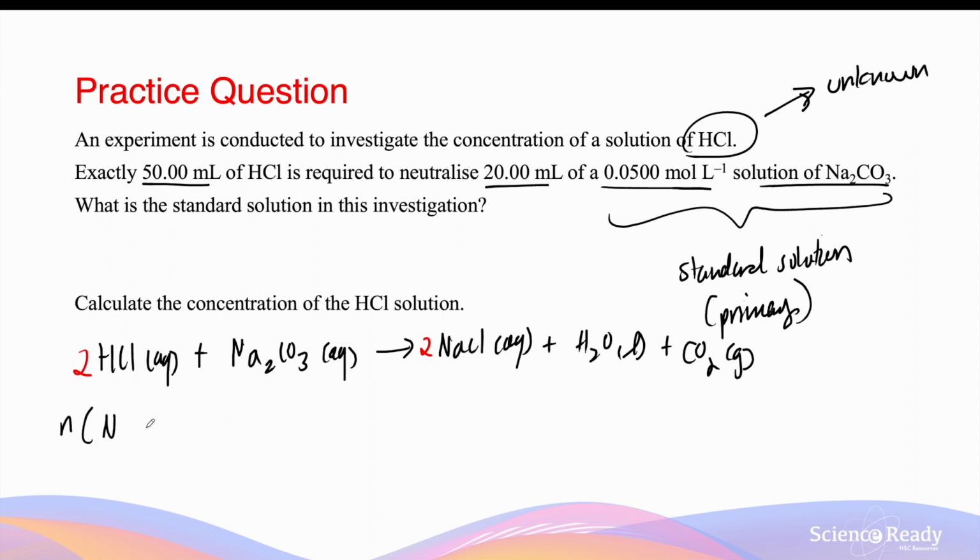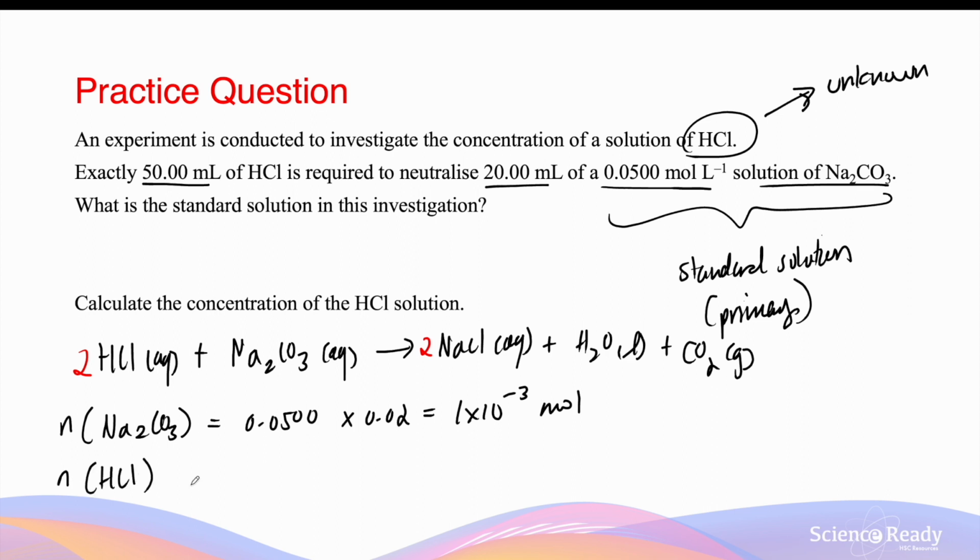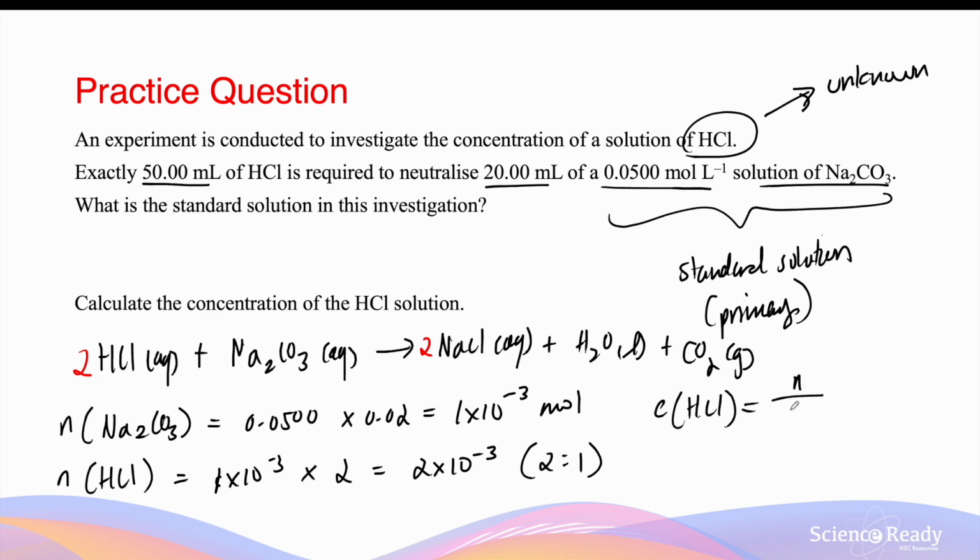The number of moles of sodium carbonate required is equal to its concentration multiplied by its volume, which we get as 1 times 10 to the power of minus 3 moles. The moles of hydrochloric acid in this case is twice the number of moles of sodium carbonate, and this is due to a 2-to-1 reaction ratio as shown in the chemical equation. The concentration of hydrochloric acid is therefore the moles divided by volume, so 2 times 10 to the minus 3 divided by 0.05 liters, and this yields a value of 0.0200 mole per liter. And I'll also leave this as 3 significant figures.